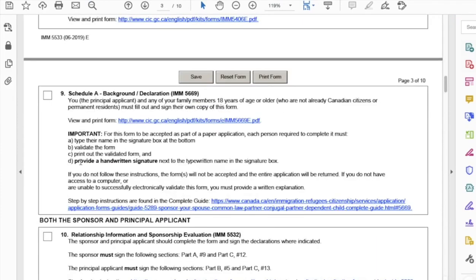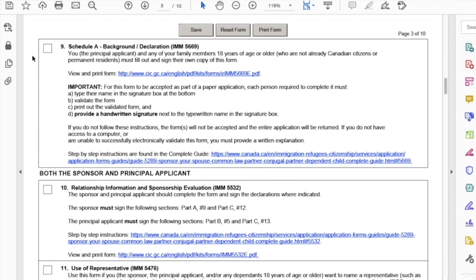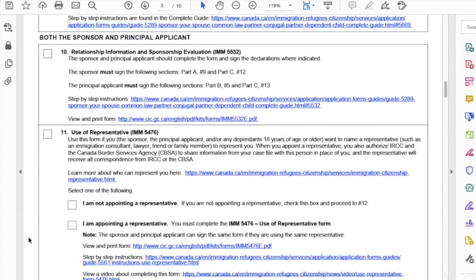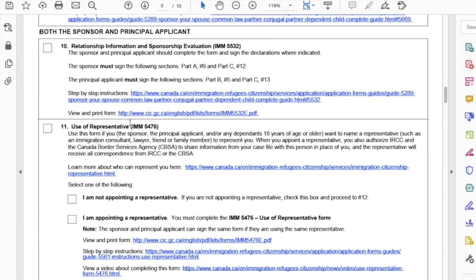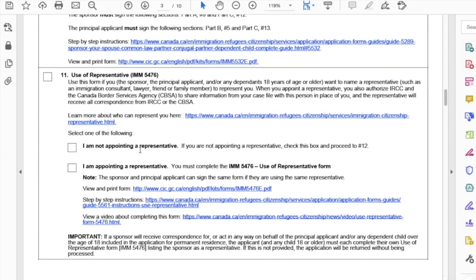Here it is written specifically to provide a handwritten signature next to the typewritten name in the signature box, and that is just one example in this complete application package. So this is the unique one, and I wanted to point it out so you don't make this mistake just like me. Okay, now some of the forms are to be filled by both the sponsor and the principal applicant. So this is the form IMM 5532. Then after that you have to sign this form as well, 5476. You can select if you're supporting a representative or not.